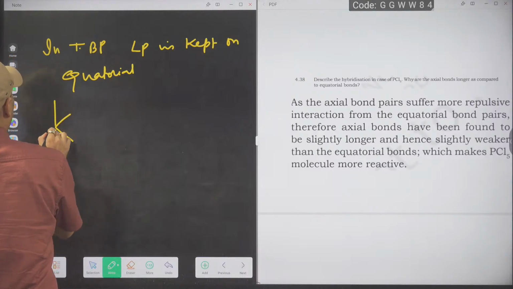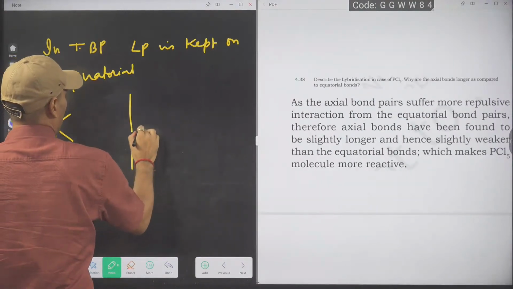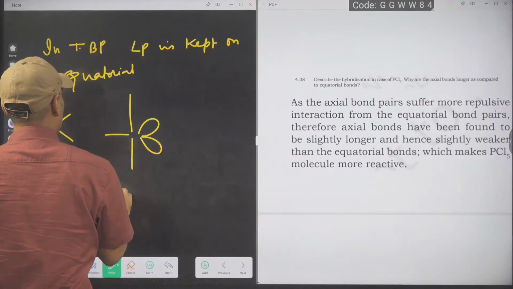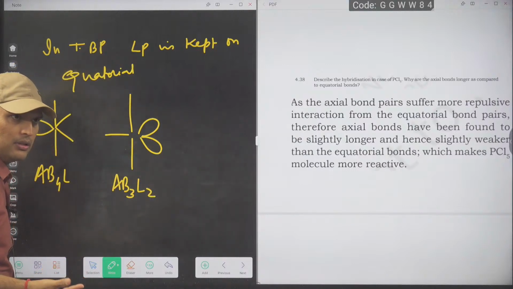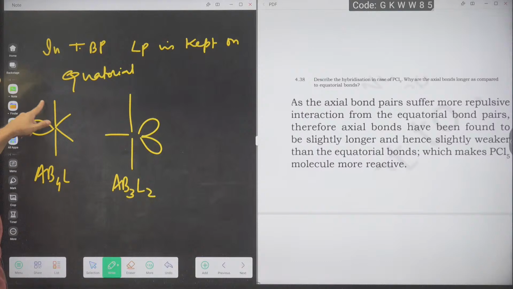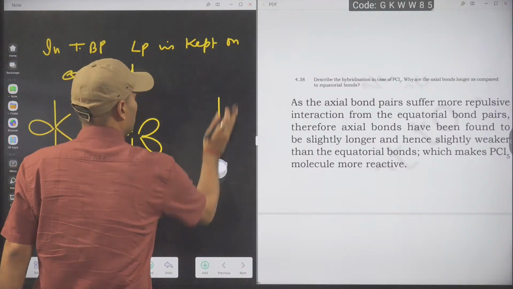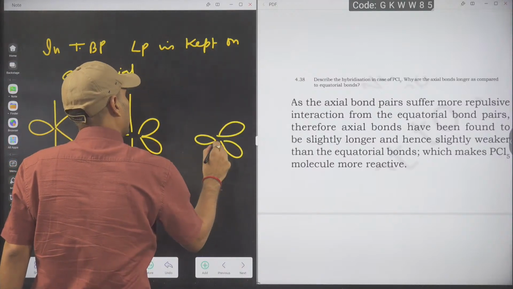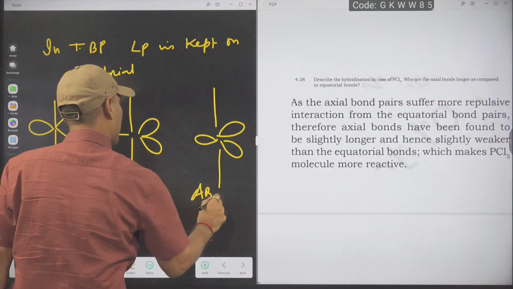Ki suppose one lone pair is there, AB4L, then what is the shape? Suppose 2 lone pairs are there, then what is the shape? Can you tell these shapes quickly? Don't learn it. Try to see it. Ki sir, this was TBP. I put 1 lone pair on equatorial, this shape coming. I put 2 lone pairs on equatorial, this shape coming. I put this time 3 lone pairs, this shape coming. AB4L, AB3L2, AB2L3.